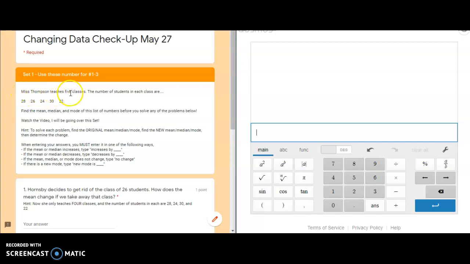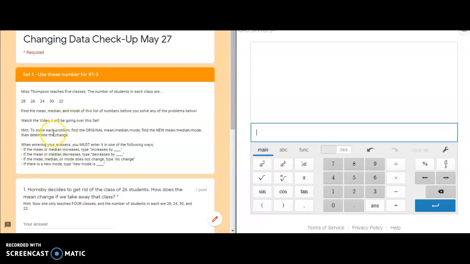It says Miss Thompson teaches 5 classes. The number of students in each class are 28, 26, 24, 30, 22. Find the mean, median, and mode of this list of numbers before you solve any of the problems below. Watch the video. I'll be going over this set, which I'm doing right now.